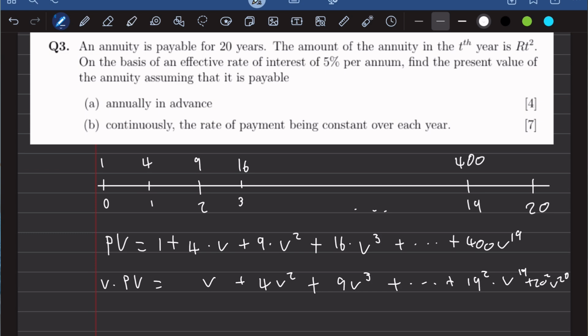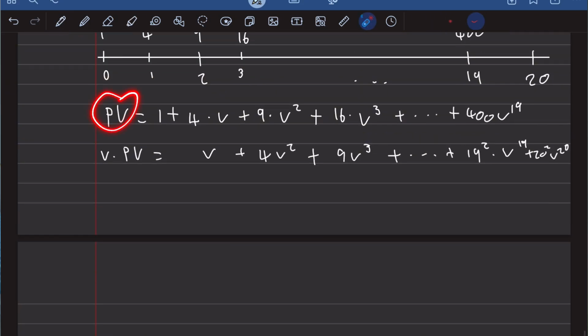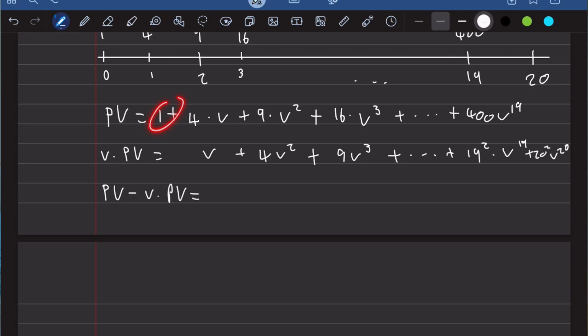So now what we can do is say, I'm going to take this one minus this one. So the present value minus v times the present value is going to be, as you can see when we subtract it, this one will just be on its own, so it'll be 1 plus, and now we just do 4 minus 1, which is 3v. And this will be 9v squared minus 4v squared, which will be 5v squared.